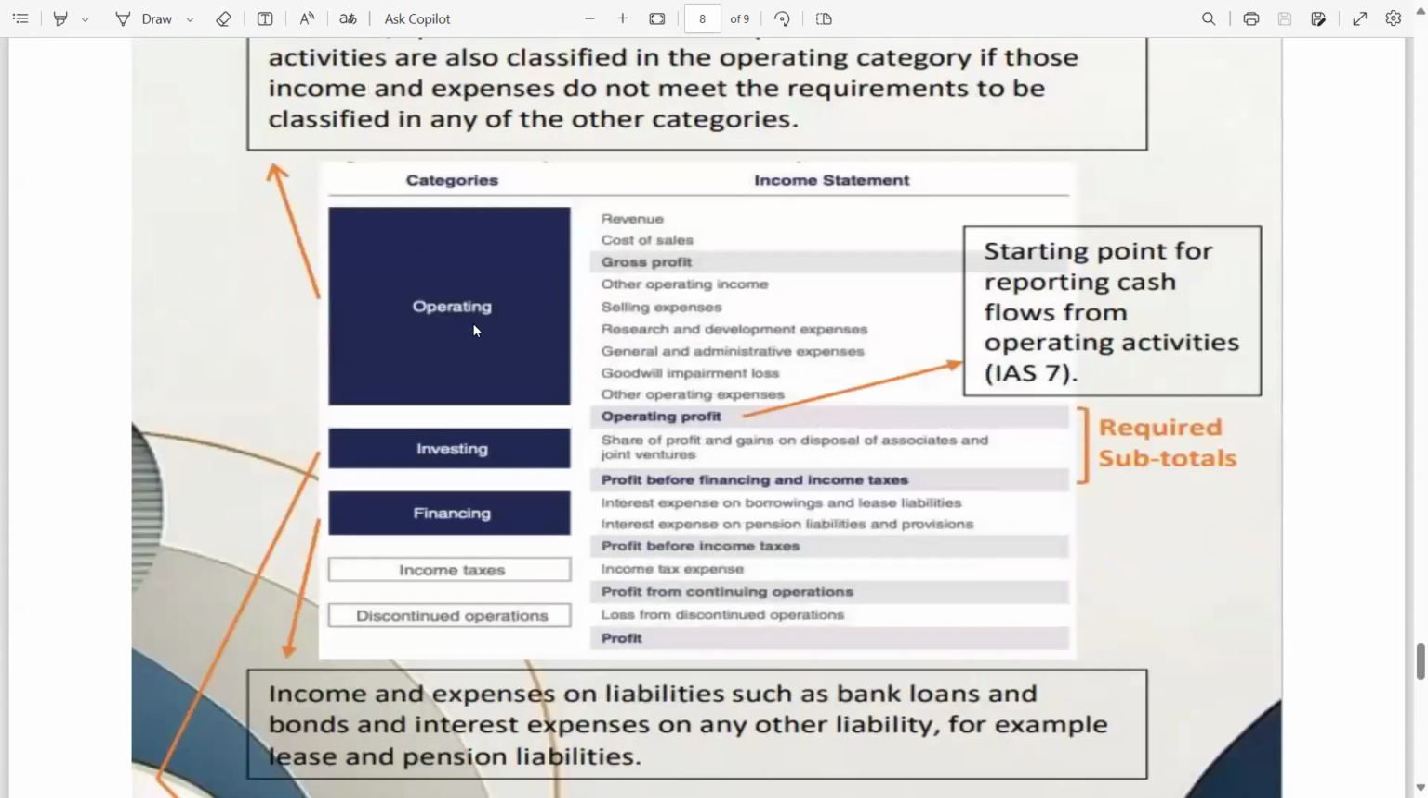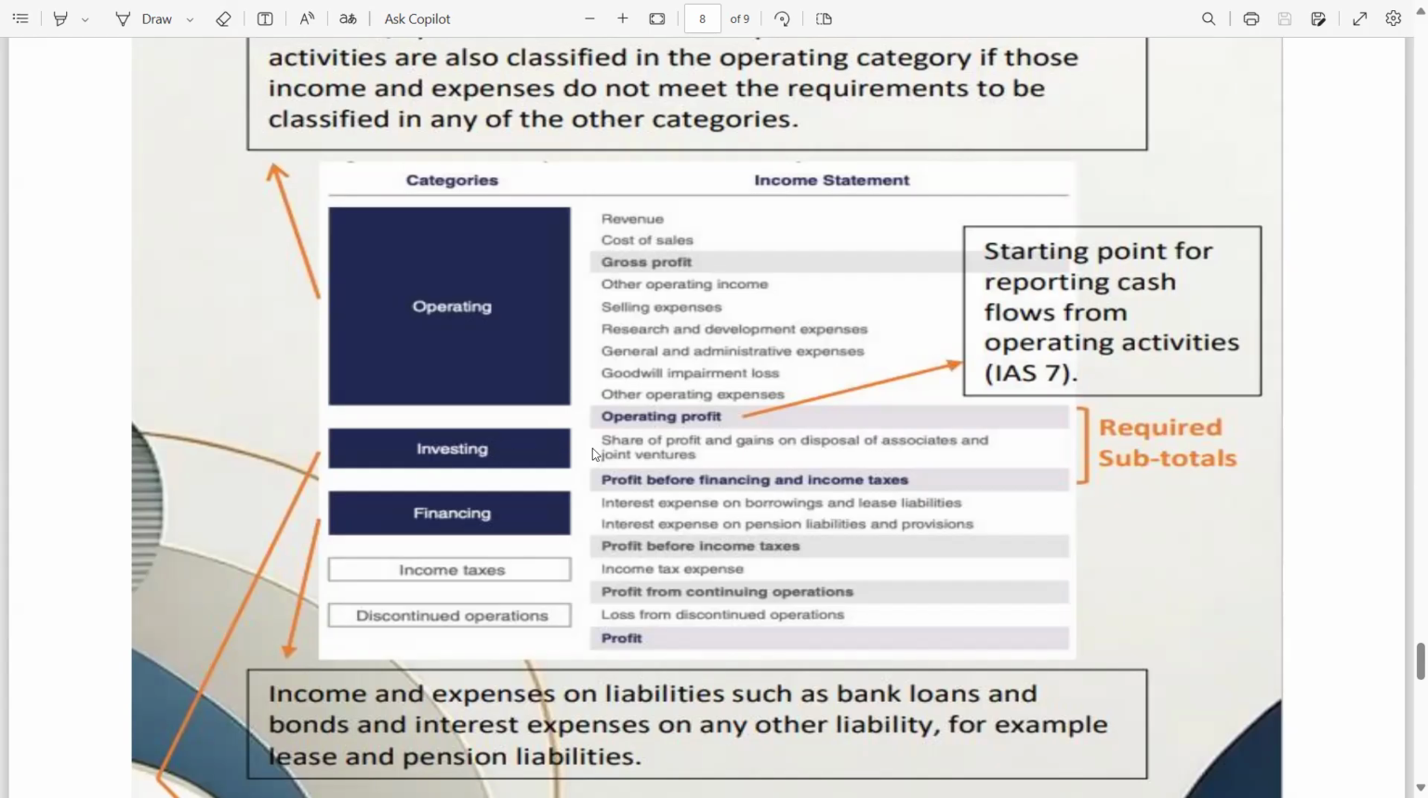Now, the categories: operating, investing, financing, then income tax, then discontinued operations. So now we have covered the operating category. Now in operating, let's see which items come: revenue, cost of sales, gross profit, other operating income, selling expenses, research and development expenses, general and administrative expenses, goodwill impairment loss, other operating expenses, and the result is operating profit. This is the starting point for reporting cash flows from operating activities, IAS 7.